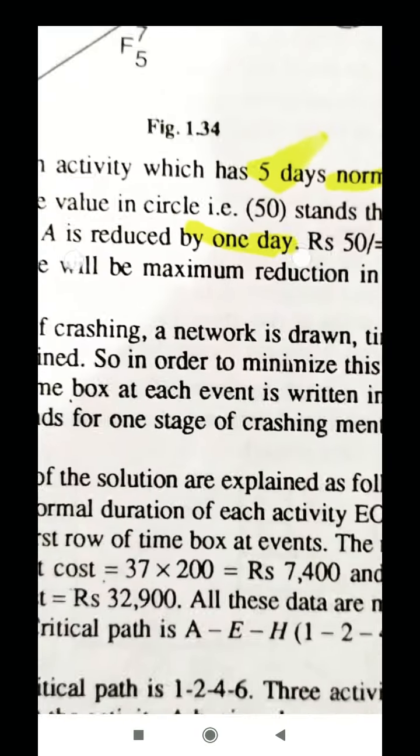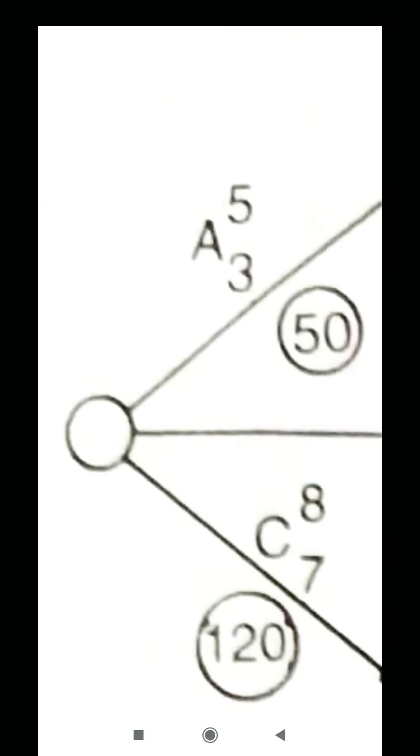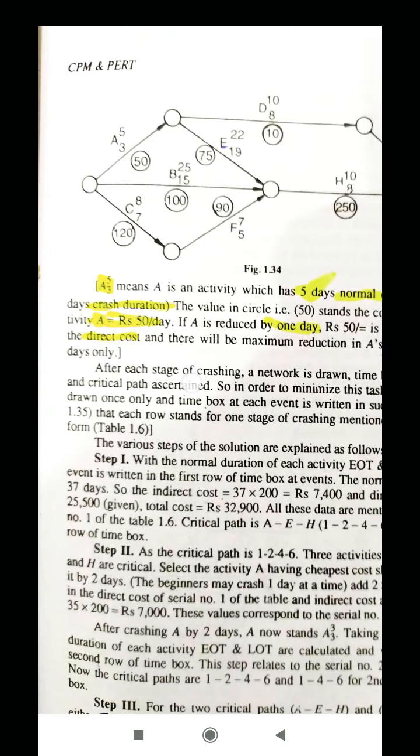Like here we can see that for activity A we have written 5 and 3. This means 5 days is the normal time for activity A, and 3 days is the crash time for activity A. This means that the duration of activity A cannot be reduced by more than 2 days. That means normal time is 5 days and crash time is 3 days. However much we try, we cannot bring the duration to less than 3.